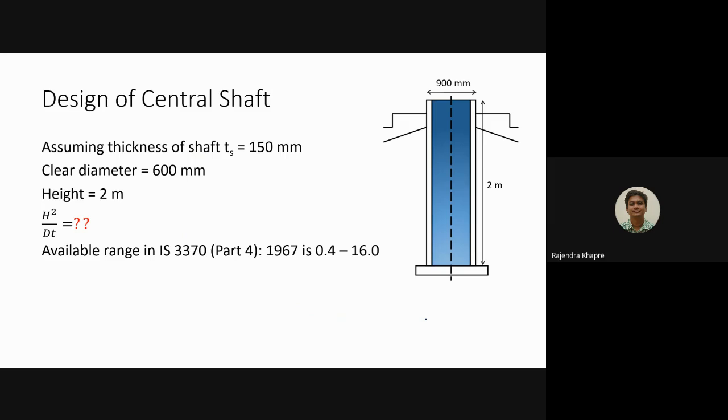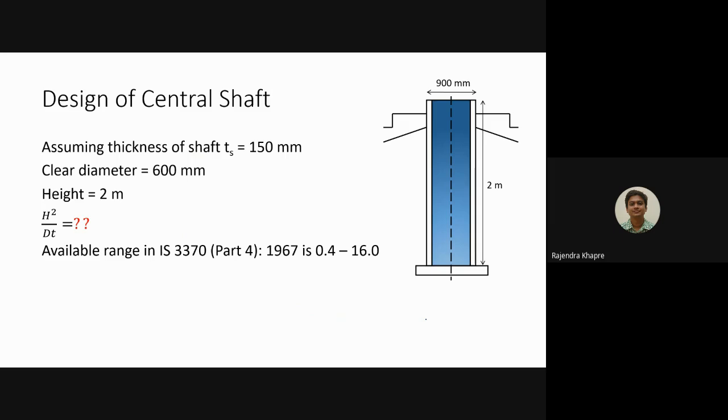But the problem here is the h square by dt value, right? If you remember, in the design of GSR, we used to refer to IS 3370 part 4, 1964 for the design tables. And depending on the h square by dt value, we refer to different tables, table number 8, table number 9, table number 10, and accordingly we take the coefficients.